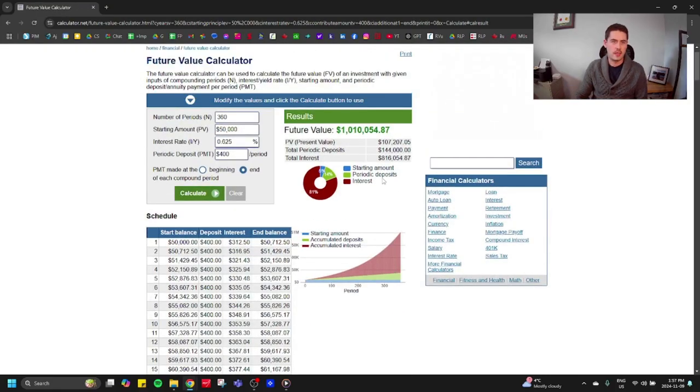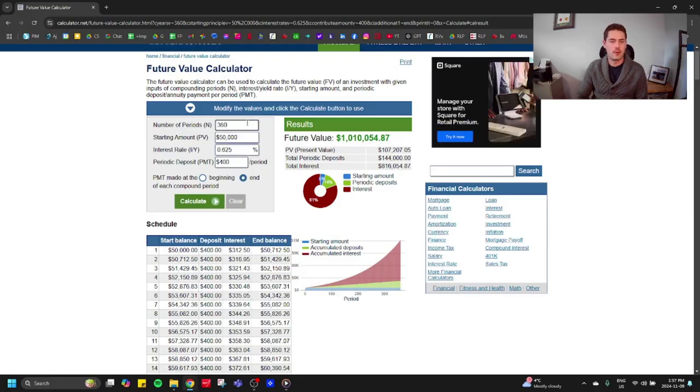So if we hit calculate, that 50,000 over 30 years at 7.5% interest with a periodic deposit of $400 per month turns into $1 million. $1 million. So this is the power of compound interest or starting savings when you're young.